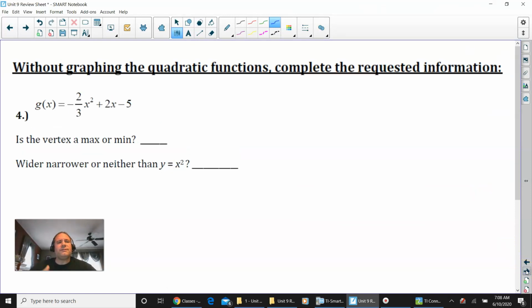Number 4, do the same thing. See if you can do it on your own though. Use the calculator. All right, use it. And that's it. We'll go through it together. Press pause now.